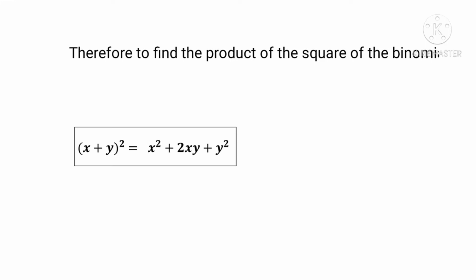Diba kung mapapansin nyo dyan, the quantity of x plus y raised to 2 is equivalent to x raised to 2 plus 2xy plus y squared. Ibig sabihin po, ang magiging product ng square of a binomial is a trinomial composing ng first term, second term, and the last term. Ang first term ng product natin dito ay yung x raised to 2. Yung second term or middle term natin dito ay yung 2xy. And yung last term na magiging sagot natin dito ay yung y raised to 2. So ito lang yung tatandaan nyo.